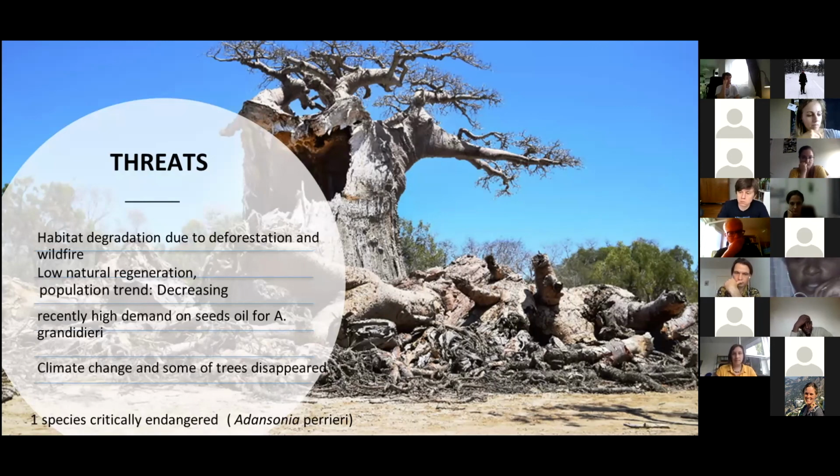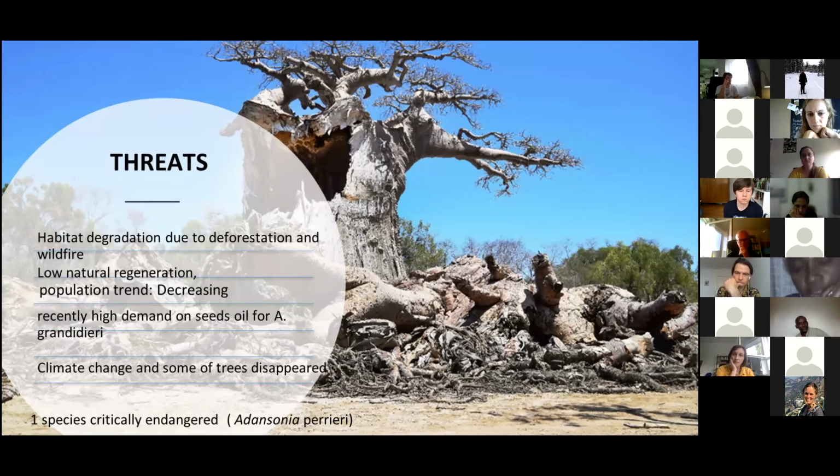We also found on the scientific side that there is low natural regeneration of the baobab, and that there is a decreasing trend in the population. So all of these threats are faced by the baobabs here in Madagascar.